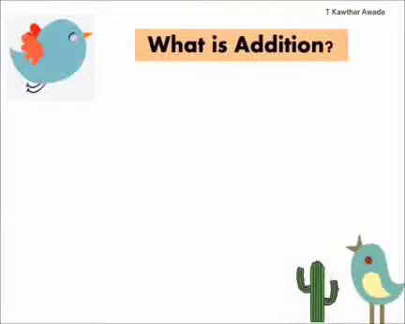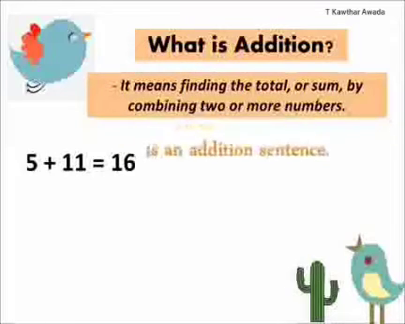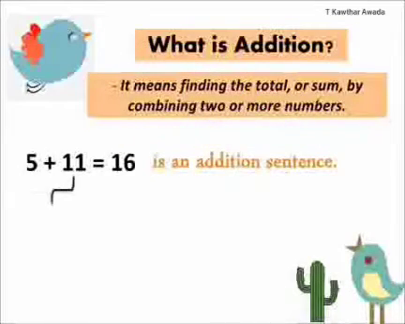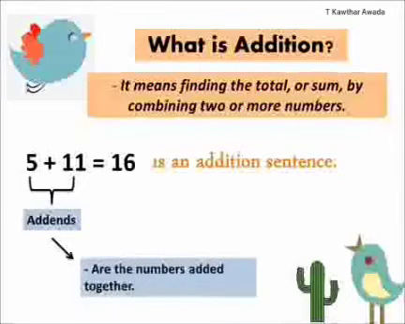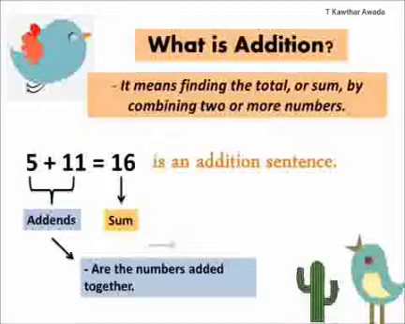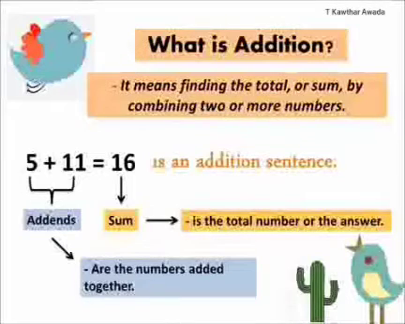Let's start. What is addition? Addition means finding the total or sum by combining two or more numbers. For example, 5 plus 11 equals 16 is an addition sentence. 5 and 11 are called addends. Addends are the numbers added together, while 16 is called the sum. The sum is the total number or the answer.